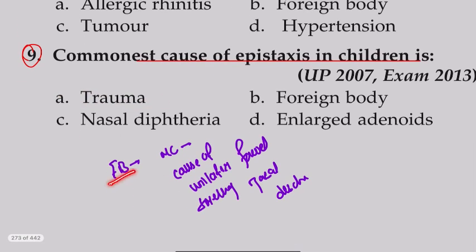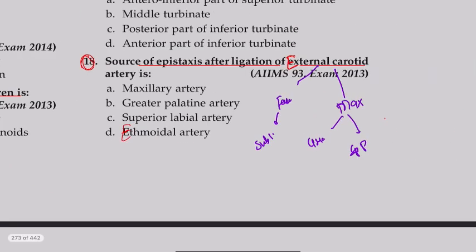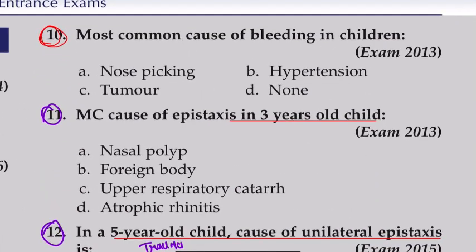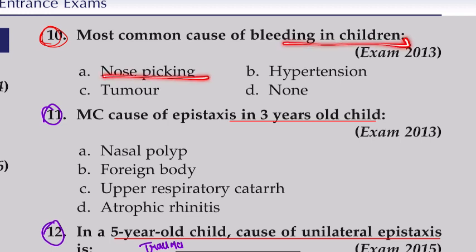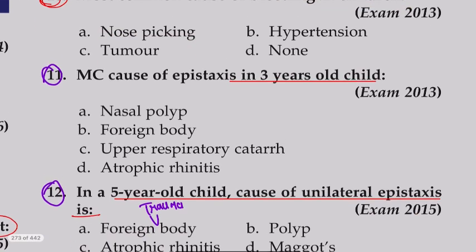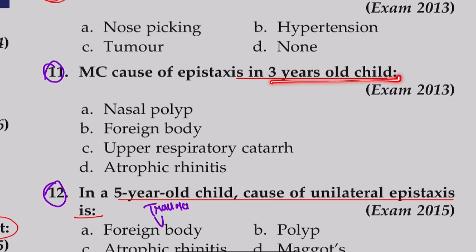Now, talking about foreign body, it is the most common cause of unilateral foul smelling nasal discharge, not epistaxis. Moving to our next question: the most common cause of bleeding in children is trauma, that is nose picking. The most common cause of epistaxis in a 3-year-old child is an upper respiratory catarrh, which leads to dryness, crusting and irritation, which on removal by nose picking leads to epistaxis.